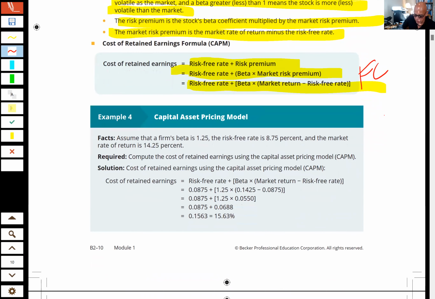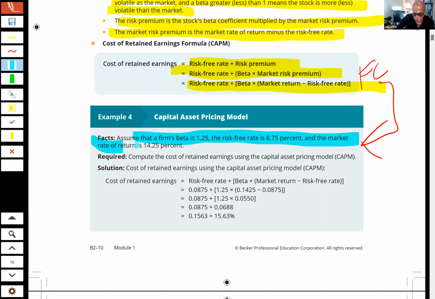And let's just look at an example as to how we'll use that. And I think it becomes pretty clear to us despite my clunky explanation of it. So let's go ahead and take a look. We say, assume the firm's beta is 1.25. Risk-free rate of return is 8.75, and the market rate of return is 4.25. Okay, so we know that we're going to have that 8.75, and we know we're going to ultimately be adjusting that for the risk premium.